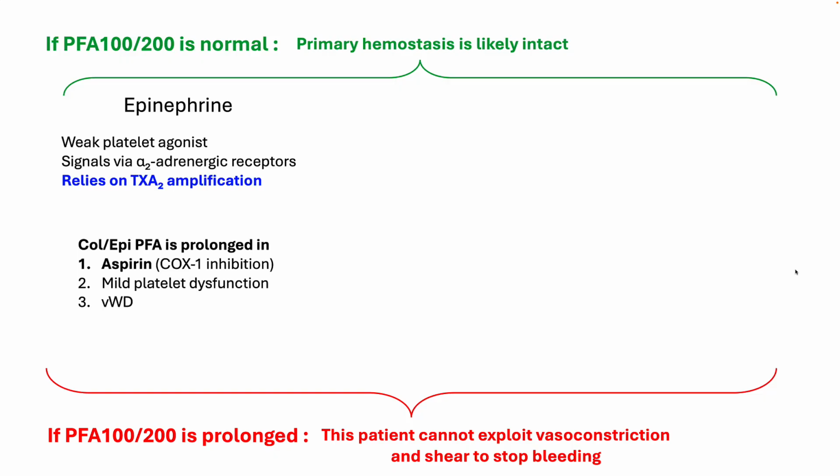Epinephrine is a weak platelet agonist and relies on your thromboxane A2 amplification. It's the same pathway that is used by your aspirin, so this can be used to figure out if your aspirin is functional or not.